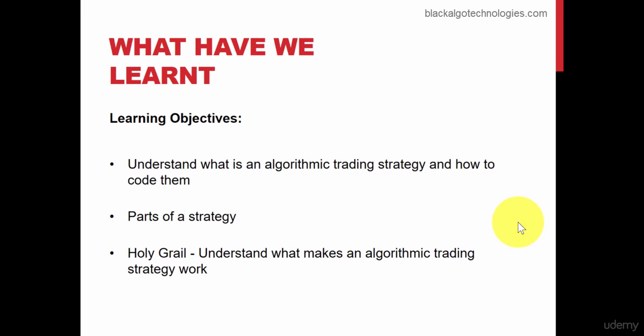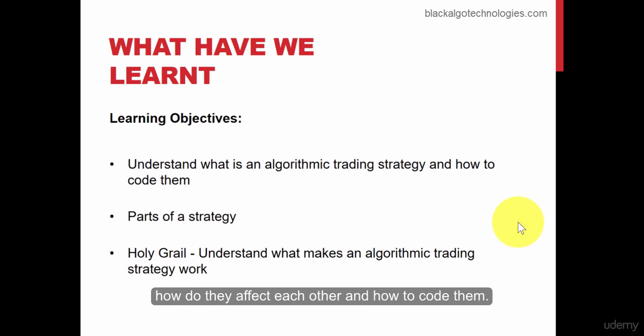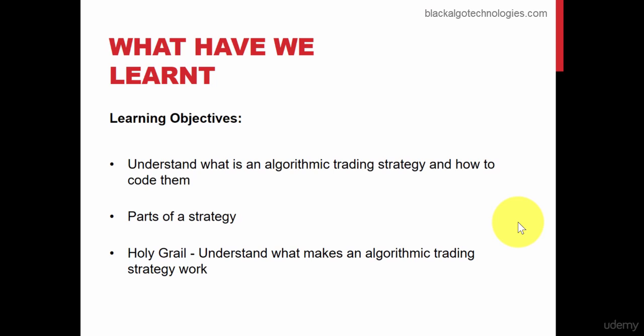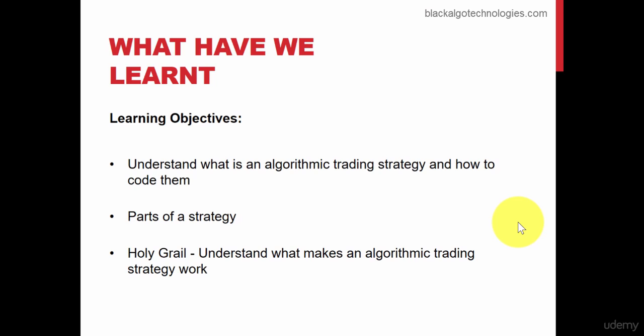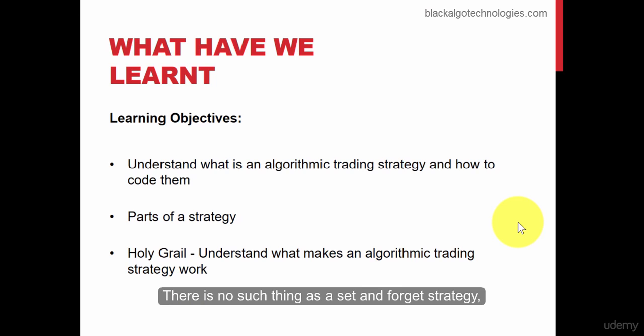Parts of a strategy, 3 main parts: an entry, an exit, and our position sizing. So we learned how they work together, how do they affect each other, and how to code them. And of course, we understand that the holy grail of an algorithmic trading strategy is the trader himself. There is no such thing as a set and forget strategy, something that you can leave there for many years and it will generate profits for you indefinitely.